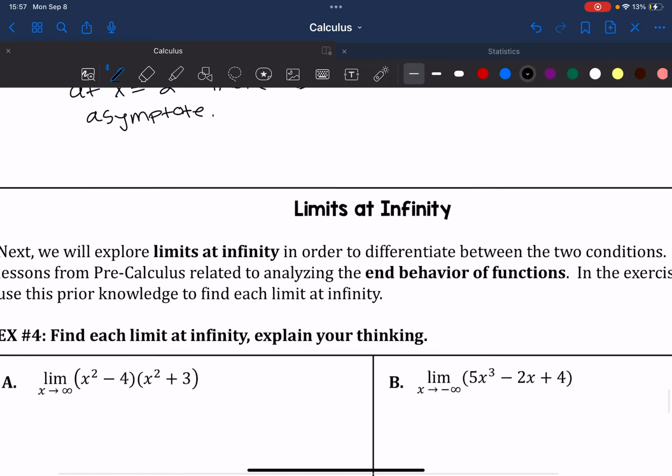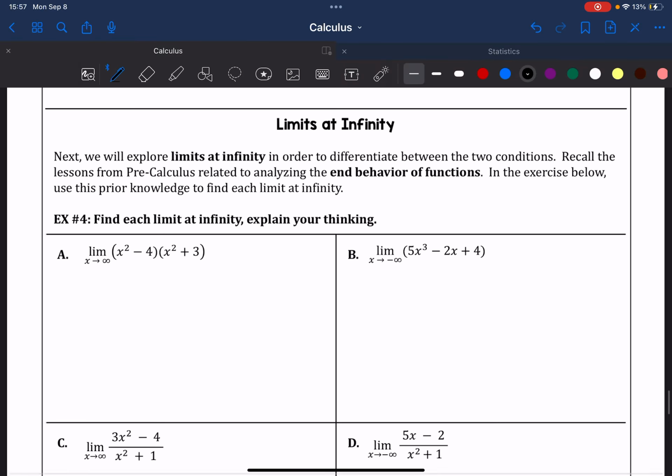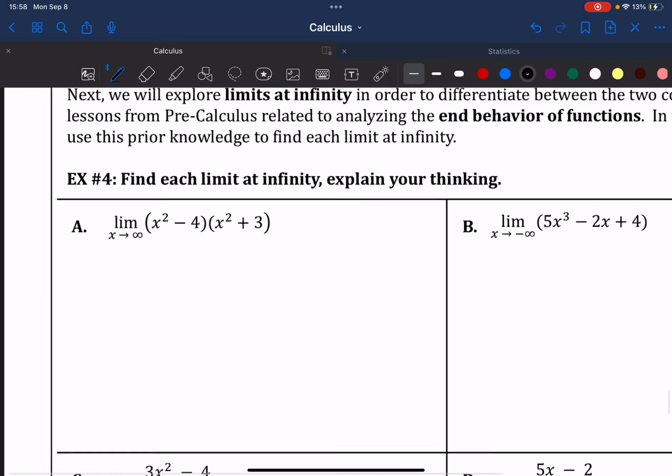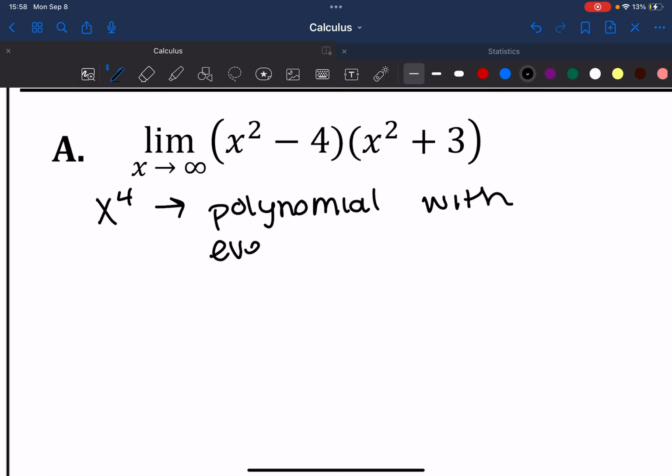Now let's look at limits at infinity. In pre-calculus, you learned how to look at certain functions and determine the end behavior based off of these functions. So for example, looking at a, if I was to FOIL this out, I know that this is going to be a function of x squared. Okay, x squared is a polynomial with an even degree.